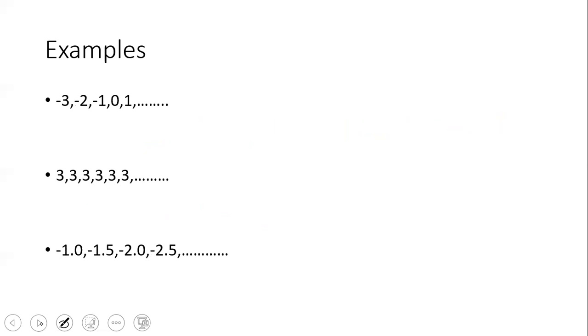And we have some more examples. Minus 3, minus 2, minus 1, 0, 1. This pattern has minus 3 plus 1 is minus 2, plus 1 is minus 1. Again, plus 1 is 0. And the pattern continues, and so are all the examples. Such a list of numbers is said to be an arithmetic progression, or in short, AP.